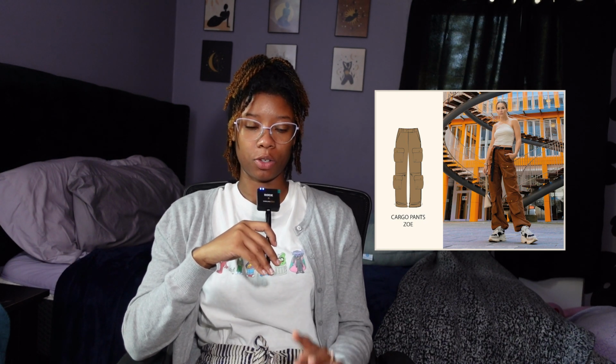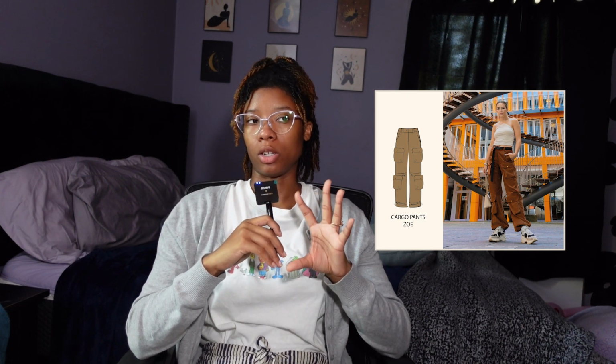Now I've got a few patterns that I think are pretty good beginner patterns, whether you've been sewing or not sewing. The instructions are alright. There are digital and paper patterns, but these patterns I think are good for you to start. The Zoe Cargo from Kachi. This is a PDF pattern. I think it is really great.